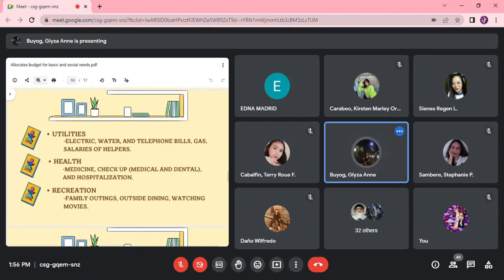Next is recreation, like family outings, outside dining, and watching movies. These provisions for social and recreational needs serve the balance of work and play. A family that enjoys together stays together. Family outings, outside dining, watching movies, attending parties, and other social occasions are instances of keeping family members together through sharing and enjoying each other's company.